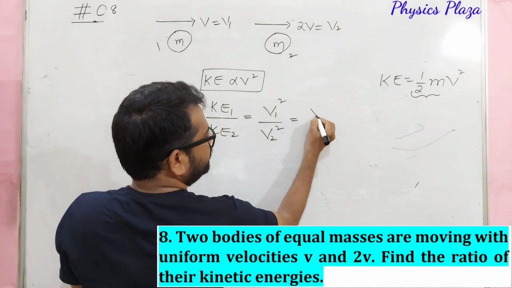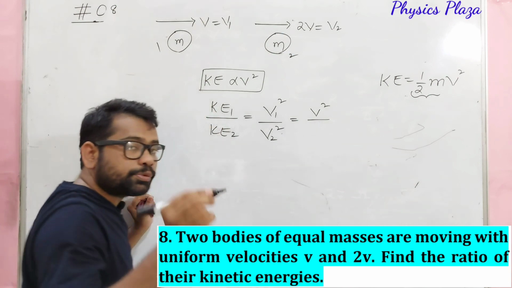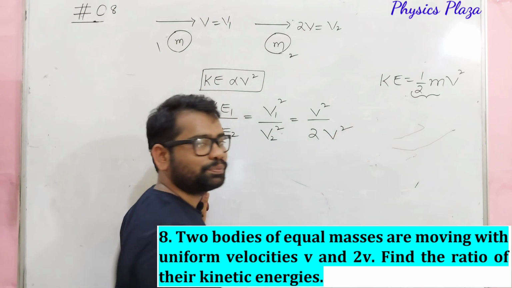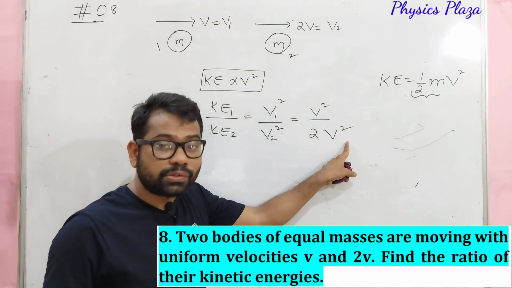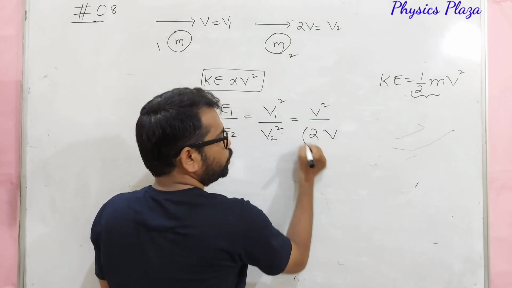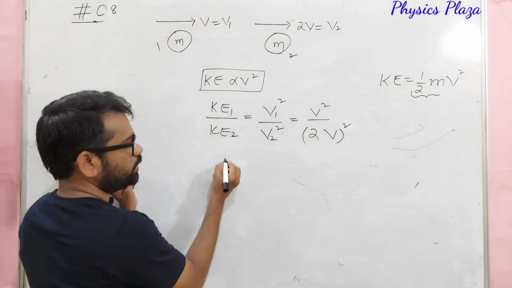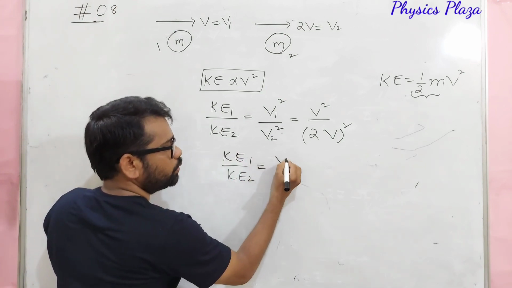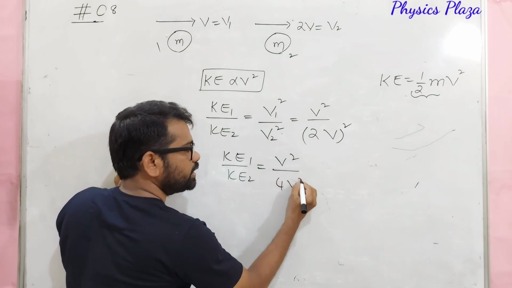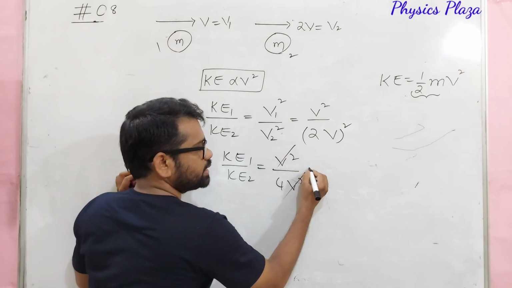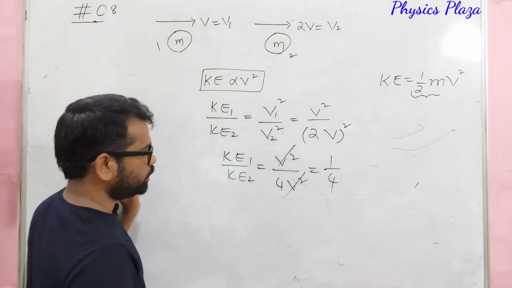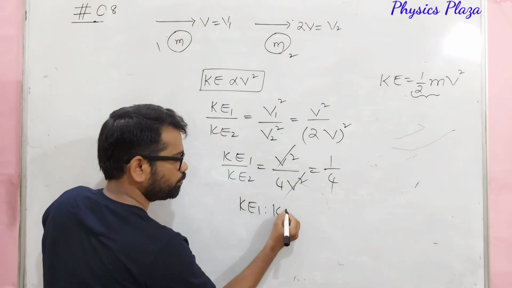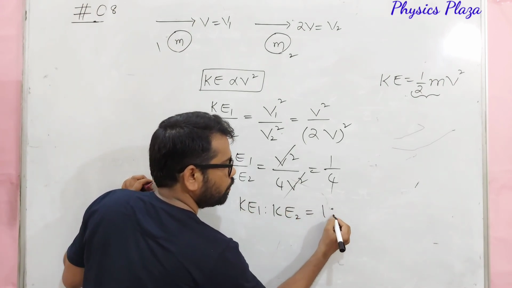In the place of v1 square, it is v square only. But when you are substituting the v2 value, you must be very careful. Why? Some students will write 2v square. But children, this square is for the whole. This is very important. So you can write 2v whole square. So KE1 by KE2 is equal to v square by 4v square. So v square gets cancelled. This will be 1 by 4. So dear children, KE1 by KE2 is equal to 1 by 4, or else you can write in the form of ratio, KE1 is to KE2 is equal to 1 is to 4.